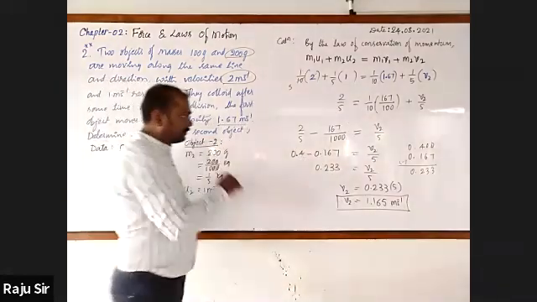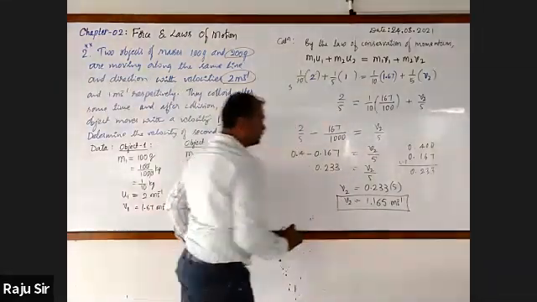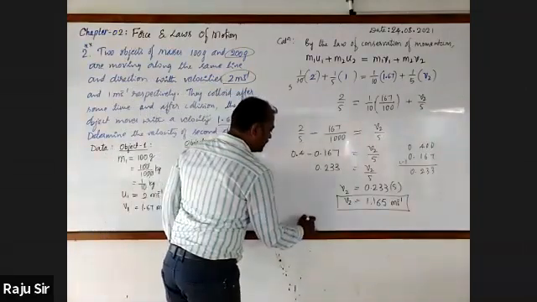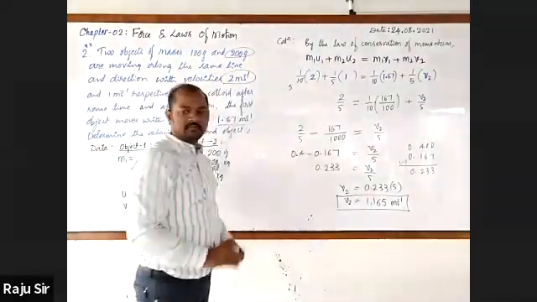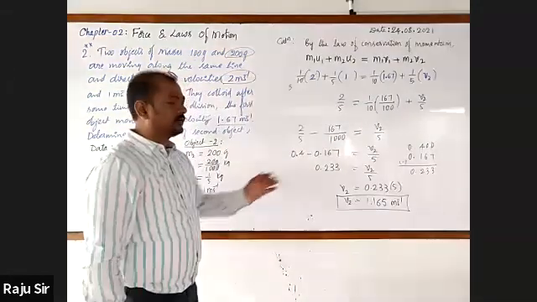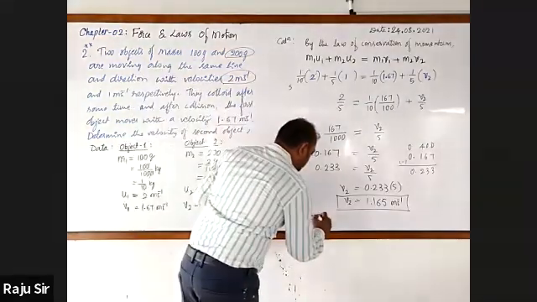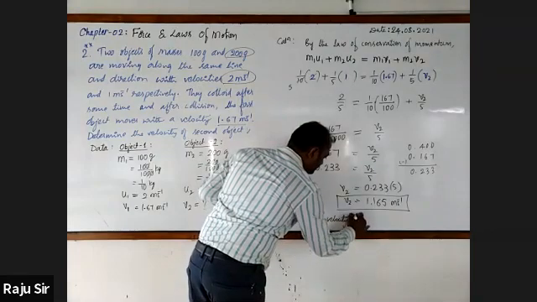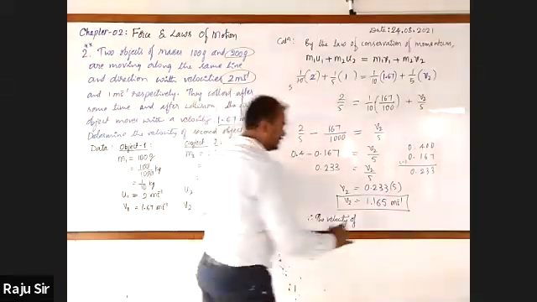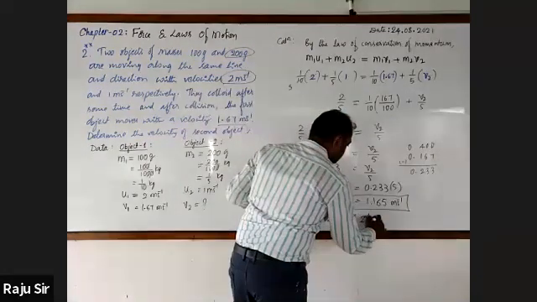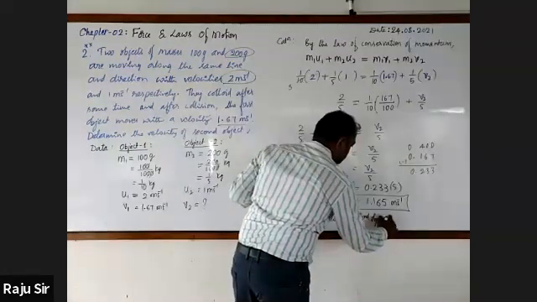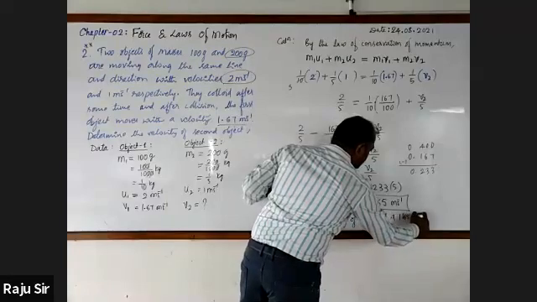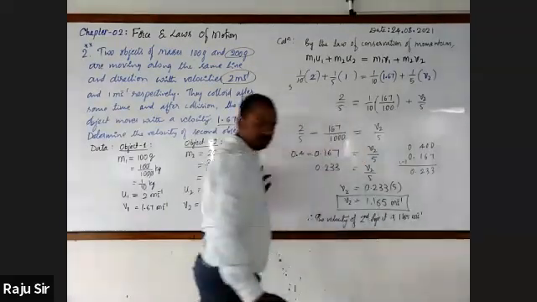Then conclusion. The velocity of the second object after collision is 1.165 meter per second.